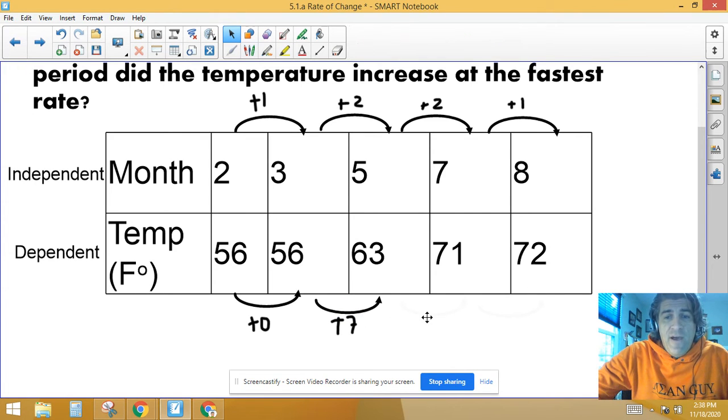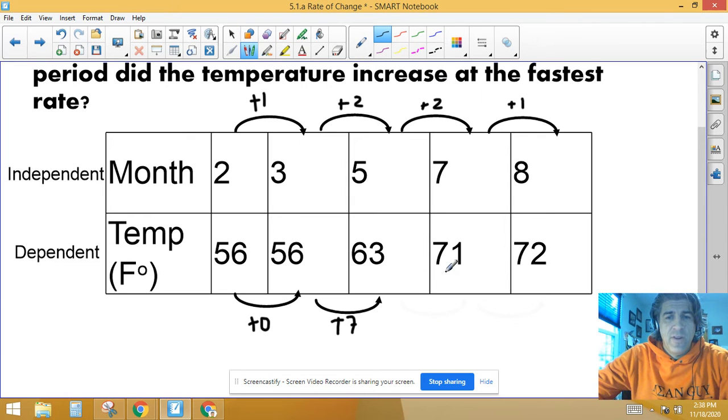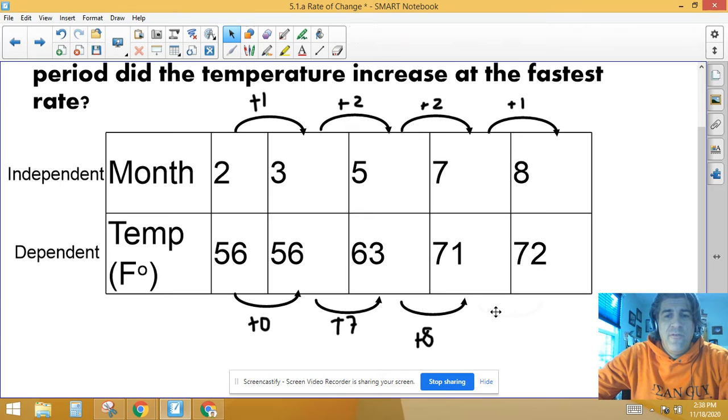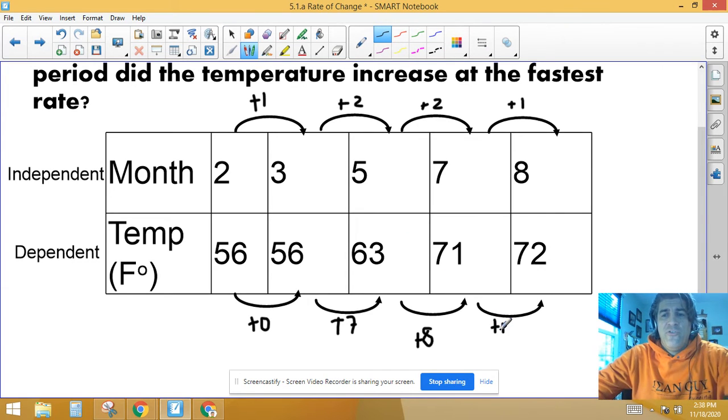From month 5 to 7, it went from 63 to 71. Again, if you're not sure how to do this, we can subtract 71 and 63, and that gives us 8. So that one increased by 8. And our last one, from 71 to 72, that only went up 1. So that's the first step, is identifying what the actual changes are.